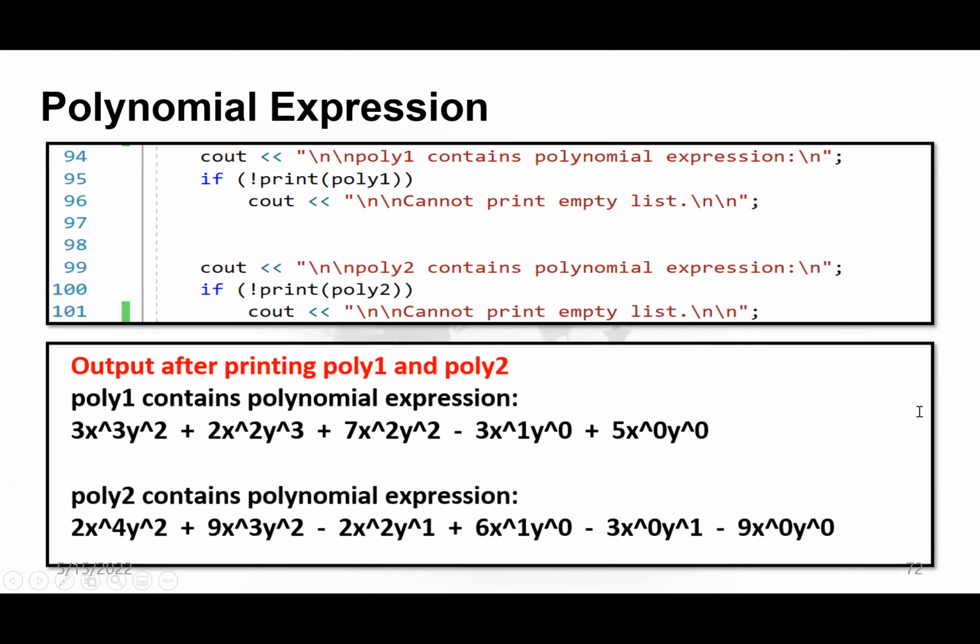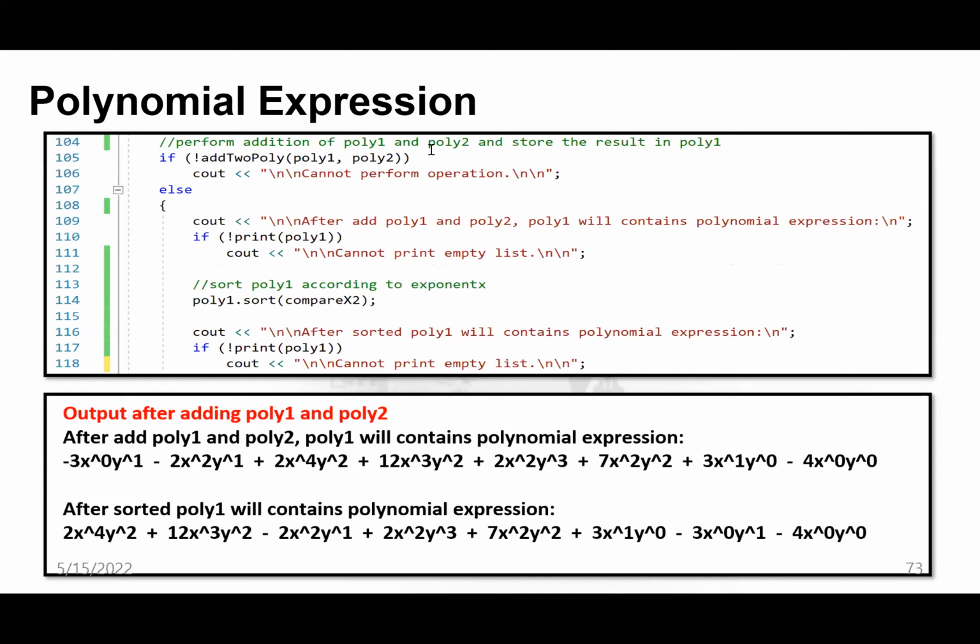So after we check, we call this function add2poly. This add2poly function, I will pass in poly 1 and poly 2, the two expressions. And then like what I told you just now, after that I will print out poly 1, because the result of the addition will be stored in poly 1. After adding poly 1 and poly 2, poly 1 now contains the result of the expression, which is this one.